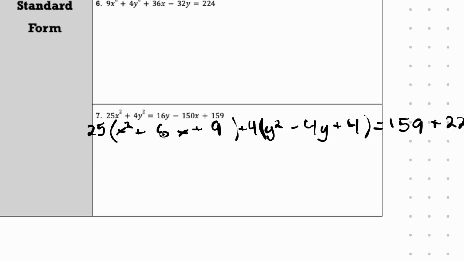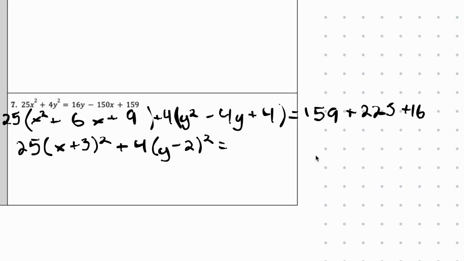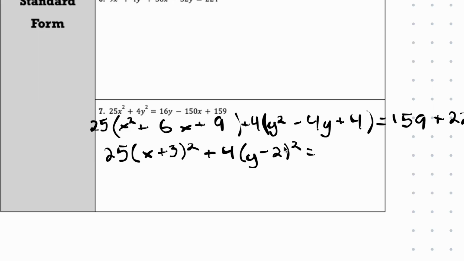So once we make this a perfect square, we still have 25 on the outside, and this is going to simplify to x plus b over 2 squared. So x plus 6 over 2, which is 3 squared, plus 4 times y plus b over 2 squared. B over 2 is negative 4 over 2, so y minus 2 squared equals 159 plus 225, right, plus 16. That's going to give us 400.